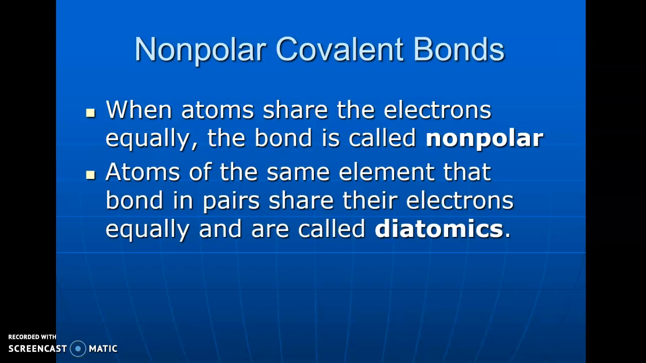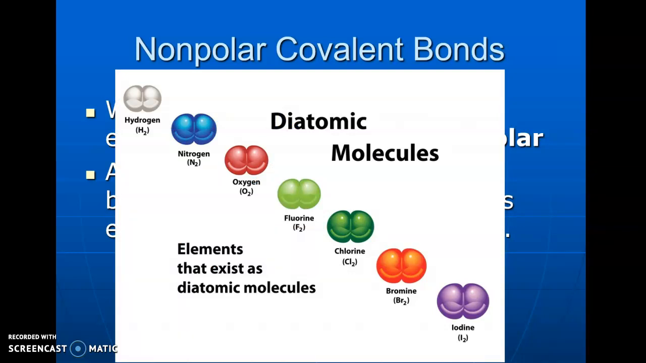The ones that are the most likely to share equally are the ones that are the same. So the diatomics, the halogens and oxygen, nitrogen, and hydrogen, the ones that share their own electrons are actually the ones that are going to share their electrons very, very equally. And so that means their bonds would be nonpolar covalent bonds. So our 7 diatomics, hydrogen, nitrogen, oxygen, fluorine, chlorine, bromine, and iodine, actually exist in nature in pairs to make the element more stable, and they share their electrons equally.